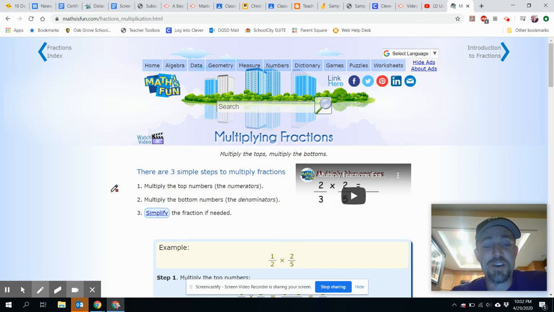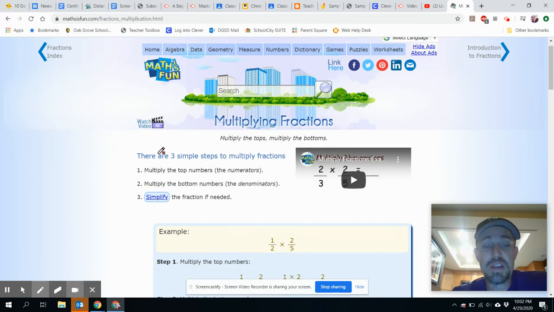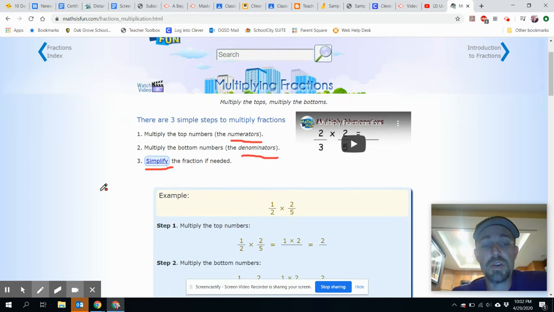So here we are. There are three simple steps to multiplying fractions. You multiply the top numbers, known as the numerators, and you multiply the bottom numbers, known as the denominators. Then, of course, those of you who know me know that I want you to simplify your fraction, because simple fractions are easy to understand. It's a lot easier to understand 1/2 than it is 20 over 40.